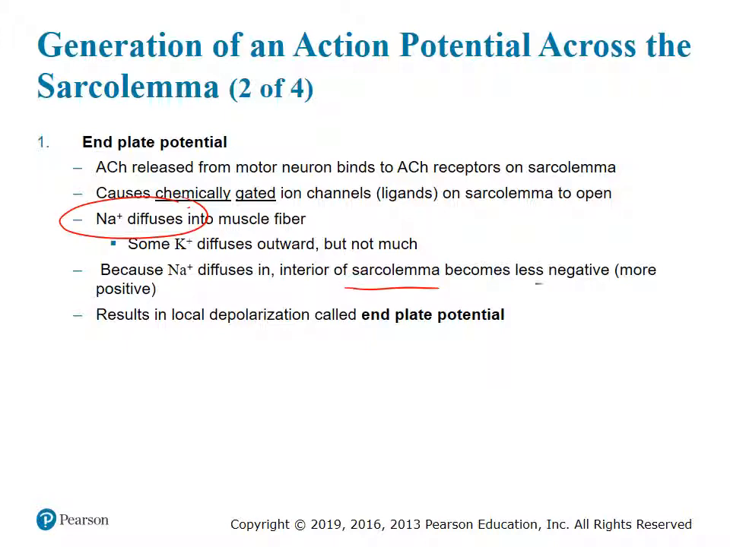The inside of the sarcolemma becomes less negative, or more positive, however you want to think about it. This difference, the electrical signal that's getting generated because we change the ion concentration inside the cell, is called the end plate potential. And now we're at the beginning stages of the generation of the action potential, or the electrical signal inside a muscle.